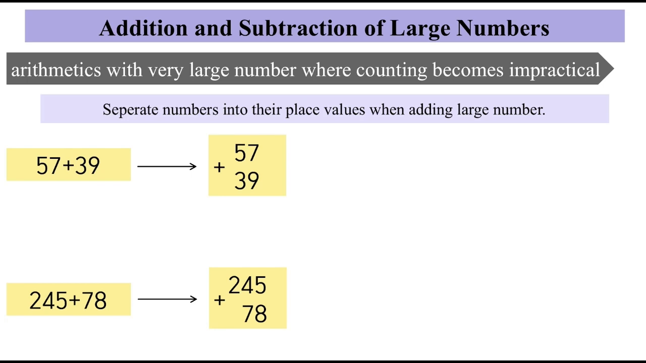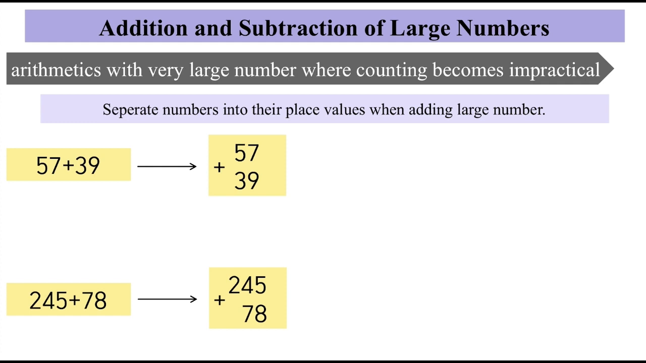Addition and subtraction of large numbers. Sometimes we need to do arithmetic with very large numbers where counting becomes impractical. Let's say one person ate 57 apples while another person ate 39 apples. How many apples were eaten in total? So we don't need to count these numbers.